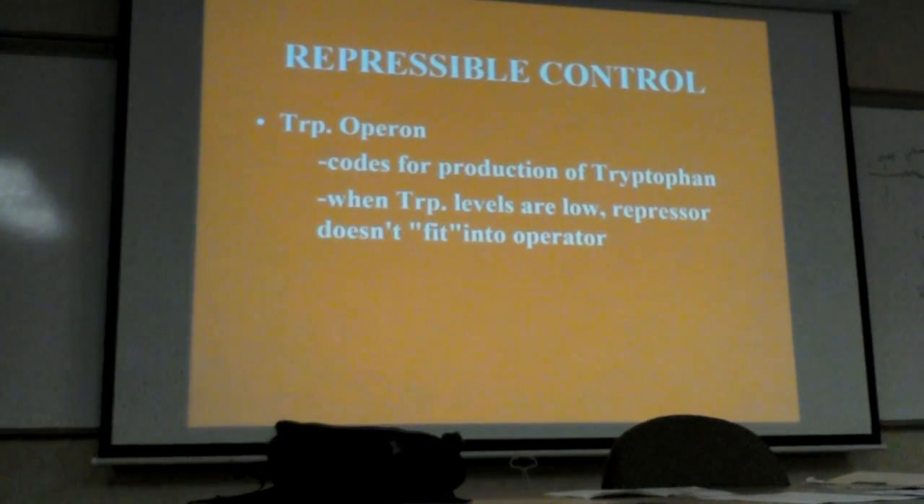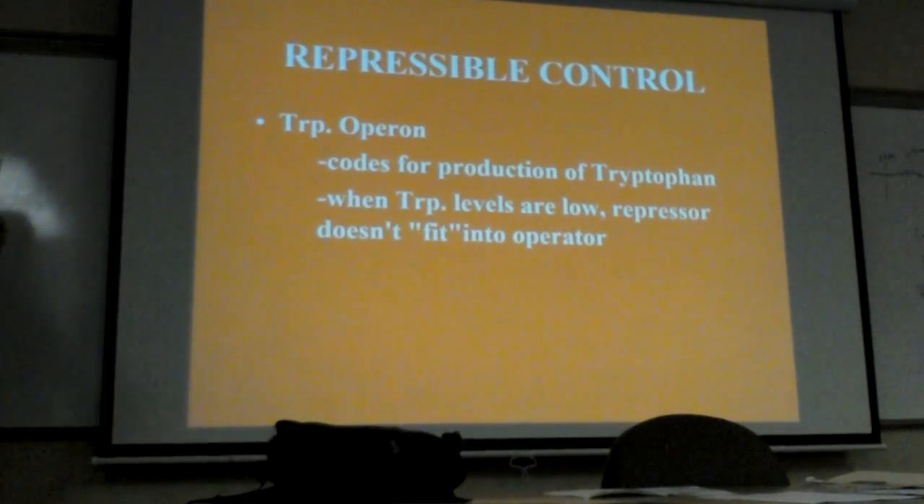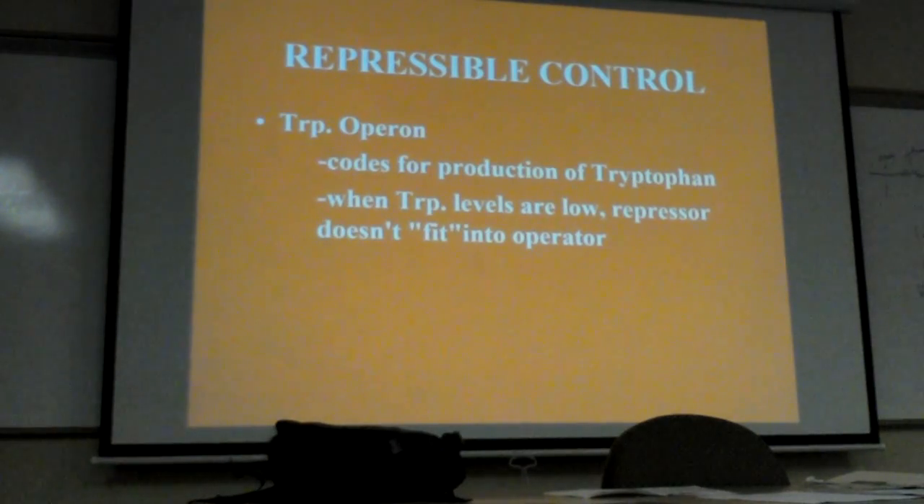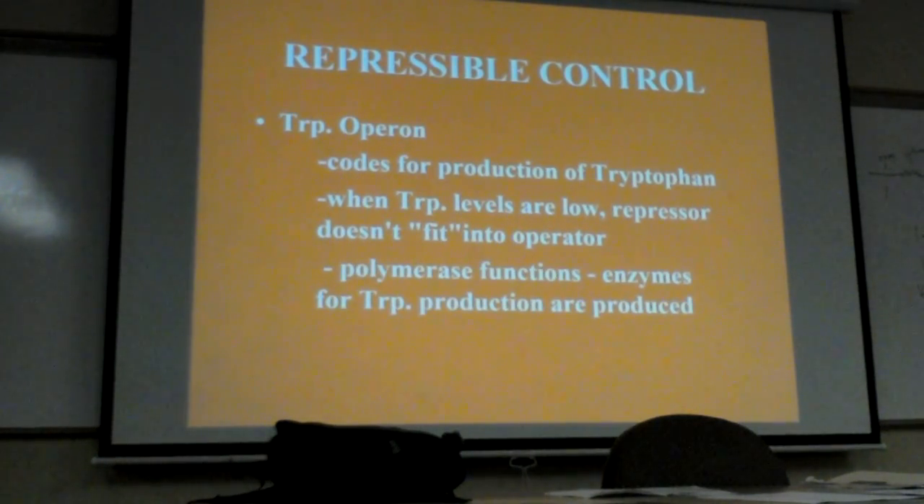And you can see that in the diagram. One time I wish I had dual screens. This repressor isn't going to fit in that operator, is it? So when tryptophan levels are low, the repressor doesn't fit. If the repressor can't repress, doesn't that mean we're going to make protein? Because the polymerase functions, it goes right by the operator, moves right on down, and transcribes the genes for tryptophan. We're making tryptophan.